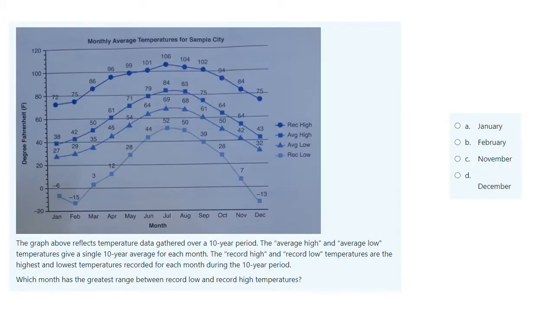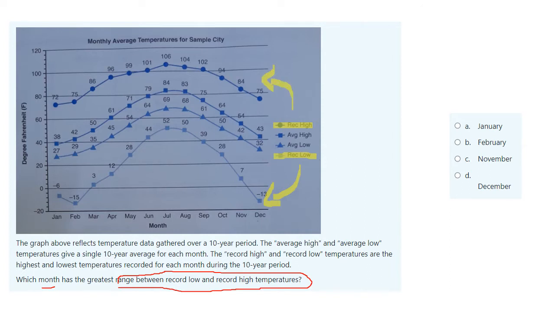Next question. We have the options of January, February, November, and December. And the question is, which month has the greatest range between the record low and the record high temperatures? The range means the smallest take away the biggest. So we need to look at the key. The record high will be the dark blue circle, and the record low will be the light square. So here is the record low, and here is the record high.